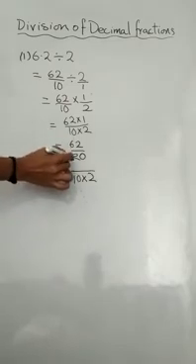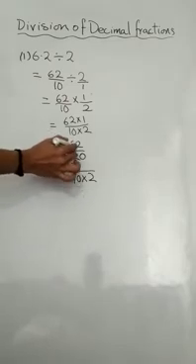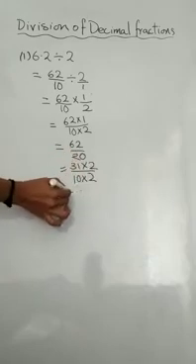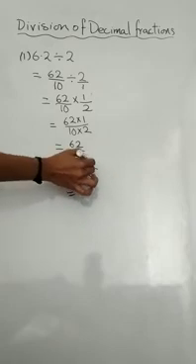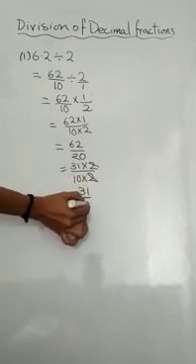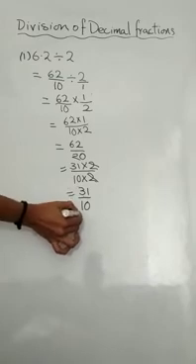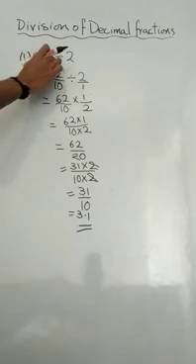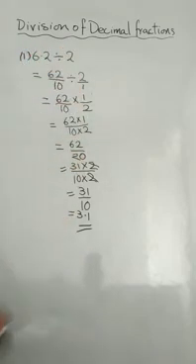And this you can write as 31. Half of 62 will be 31 into 2. Okay? Then you can cut both the 2's. You will get 31 by 10. That means which will be equal to 3.1. That means when you divide 6.2 by 2, you will get 3.1.